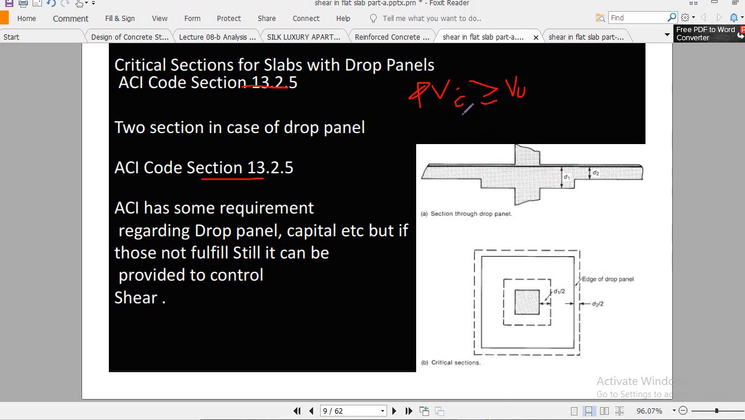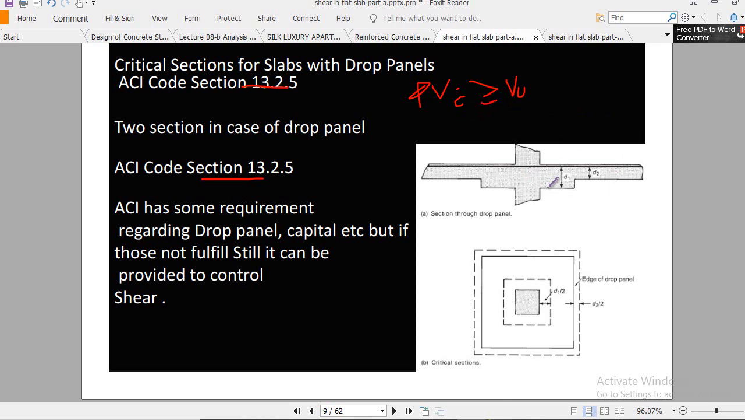Remember, most of the time we don't go for shear reinforcement. There are some reasons I will explain later, but we try to control the shear by the thickness of the slab. But if the thickness is going to be more, then we are compelled to use shear reinforcement.